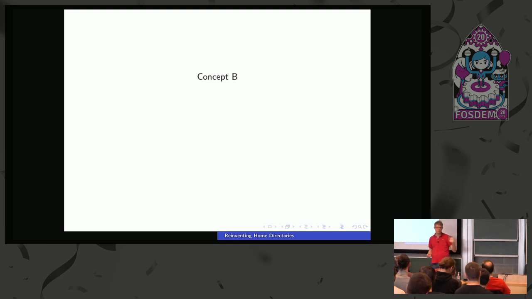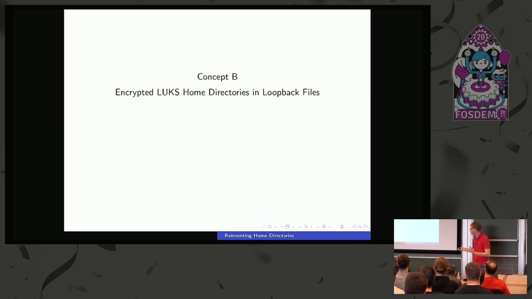So that was the first thing, user records in JSON. Second thing is concept B. That's actually the HOMED part about it. So we have encrypted LUKS home directories and loopback files, the stuff that I was talking about so long.